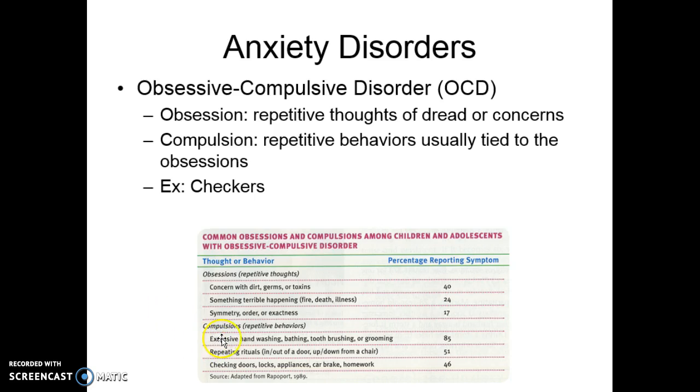So we can take a look at excessive hand washing, which is tied to the thought or the obsession regarding dirt, germs, and toxins. I have to wash my hands because if I don't wash my hands in a certain way, then the germs will get in and I will get sick, or my toddler might get incredibly ill, or whatever it may be. They're usually tied together in some manner. So please make sure to know obsessions have to do with thoughts, compulsions have to do with behaviors.